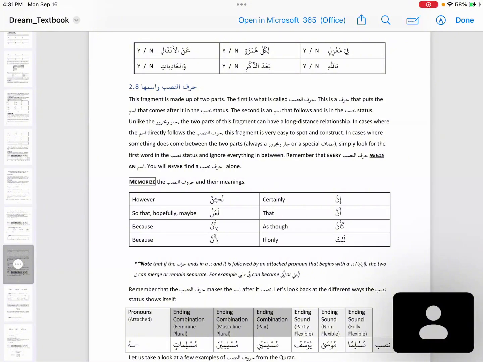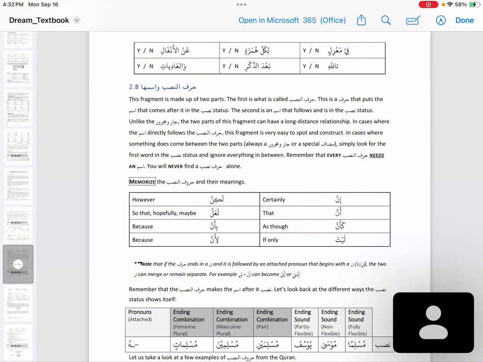The fragment of Harf Nasab and its Ism is made up of two parts. First is what is called Harfun Nasab, and this is a harf that puts the Ism that comes after it in the Nasab status. The second is an Ism that follows and is in the Nasab status. So the Harf Nasab and the Ism in the Nasab status make the Harf Nasab and its Ism fragment.